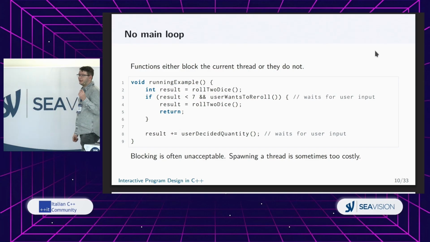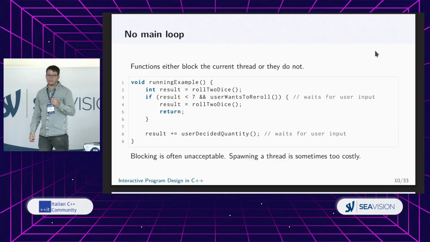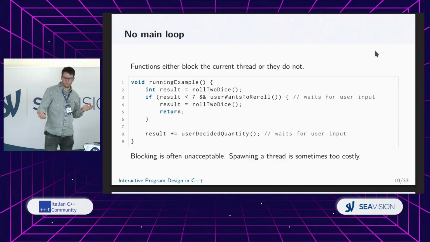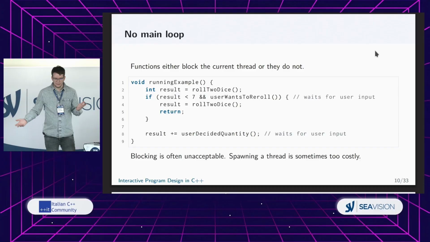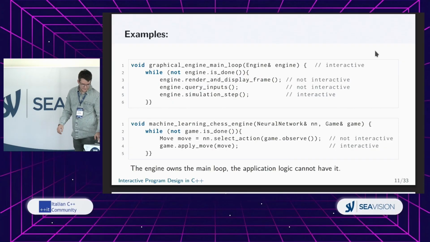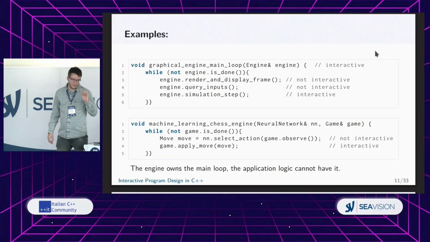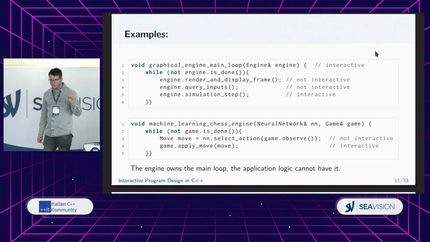And blocking is often unacceptable, and spawning a thread sometimes is too costly. Right? For machine learning, if you can skip creating a thread, you are happier, but sometimes you are forced. So let's make examples of places where you cannot block the simulation, the interactive component.